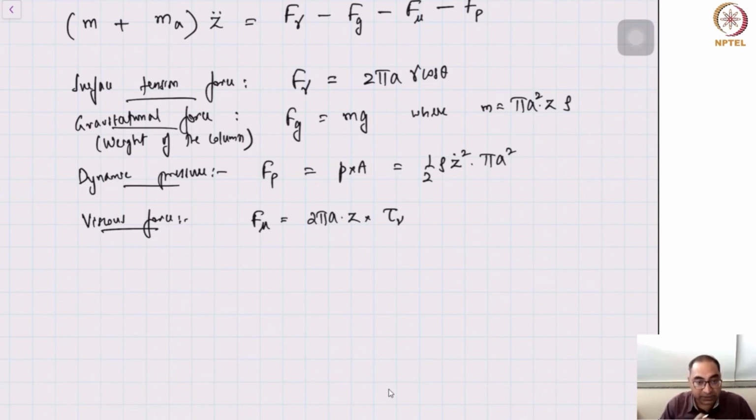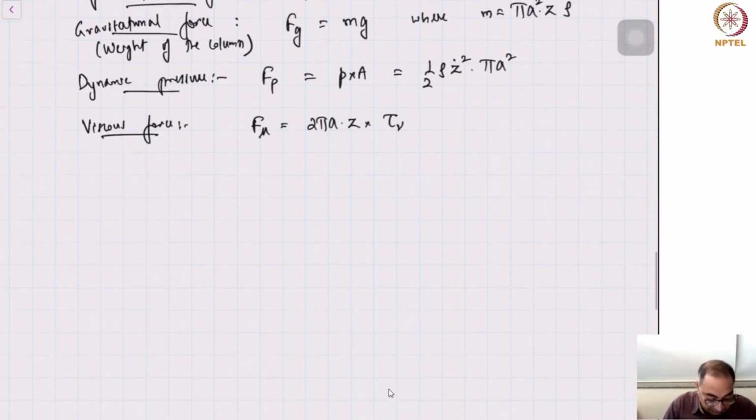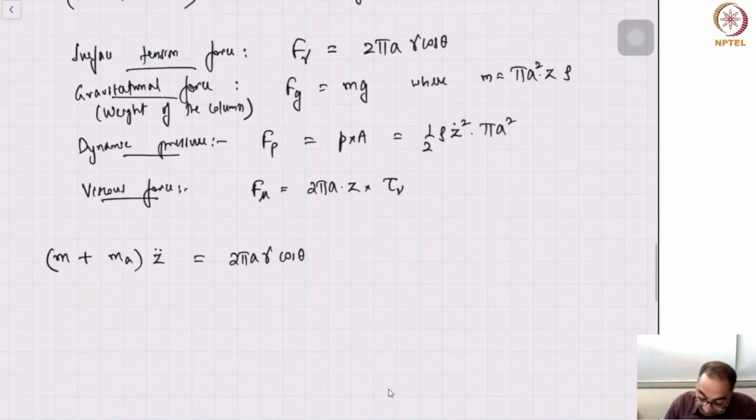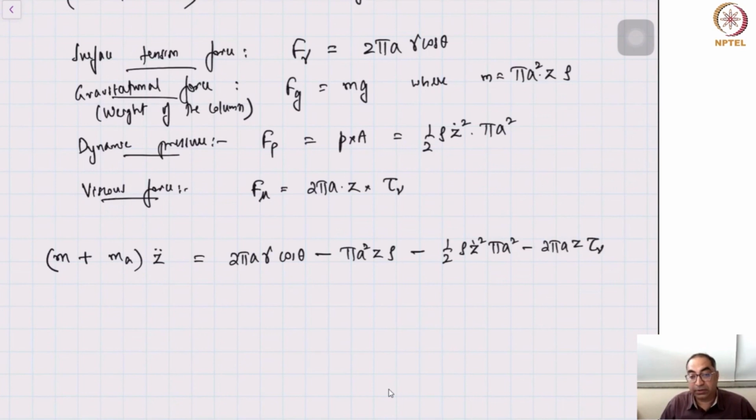Okay. So now that I have all these terms, we can write down the equation, which is the force balance: (M plus M_A) z double dot equals 2 pi a gamma cos theta, that's the surface tension force, minus pi a square z times rho, minus half rho z dot square pi a square, minus 2 pi a z tau mu. Right?